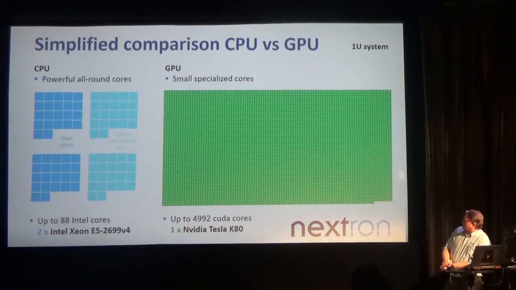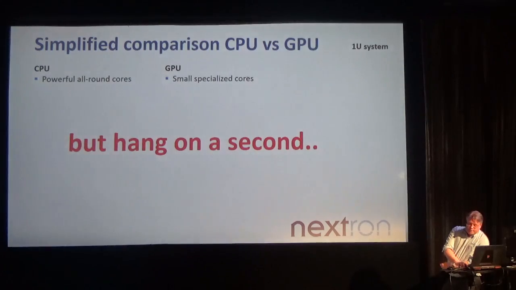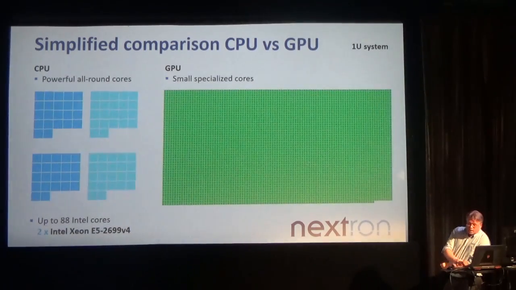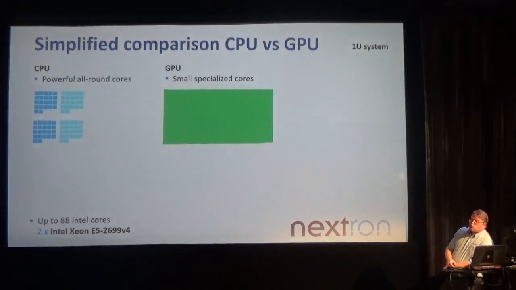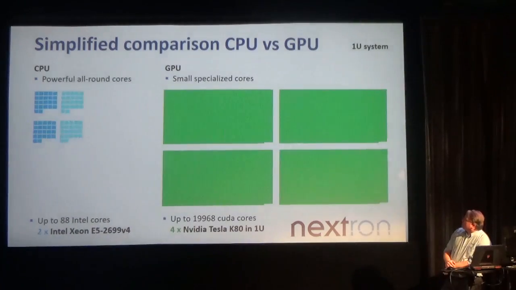So one K80 card has almost 50 times as many cores as you can have with the dual CPUs. However, in a modern system, you can fit more than one card. So we need to make room, because you can have more than one GPU in a 1U form factor. In fact, you can have 4. That's the highest density today.